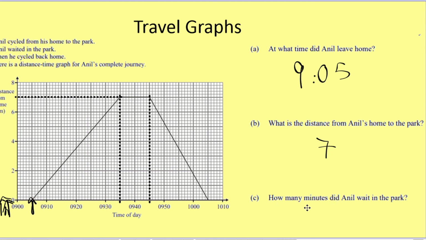Is there any more to this? That's it. Okay, so that's a travel graph. Remember, the key thing with this is when you stop, the line becomes flat. Okay, it doesn't go back down when you stop, it just goes flat. The only time you go back down is if you're going home. Okay, that's when he went home. That's this part. Him going home is this part here. Him waiting in the park is that part there.